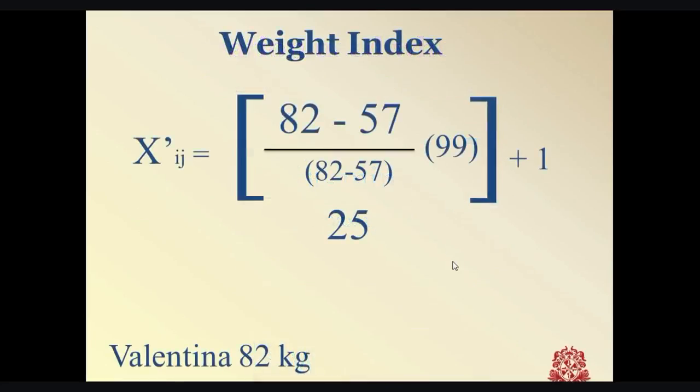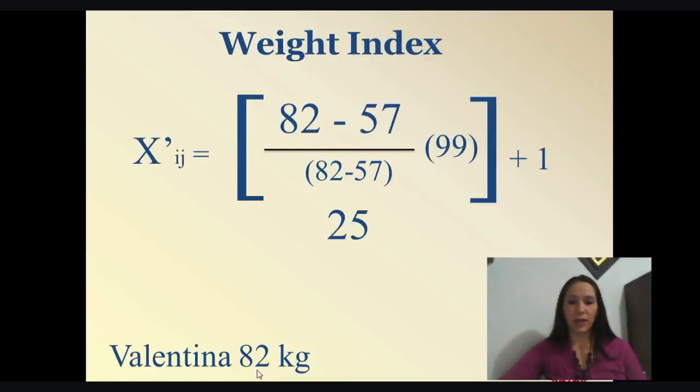Now we are going to do the exercise with Valentina, whose weight is 82 kilograms. So 82 is the number that we are going to transform into an index number, minus 57, that is the minimum number, and then over the range, that is 82 minus 57, maximum minus the minimum, equals 25. So take 2 seconds to do the calculation, and the result is 100.